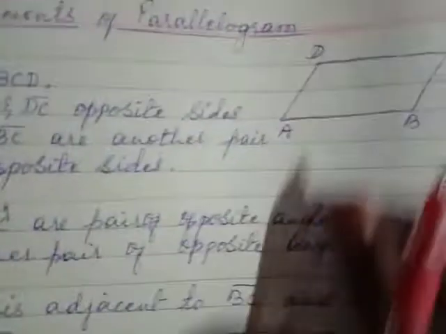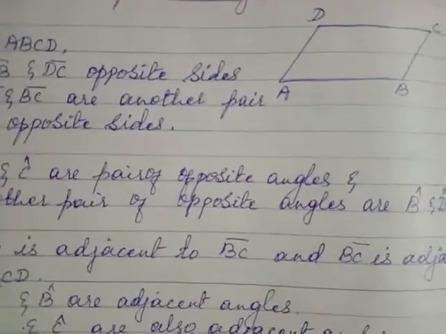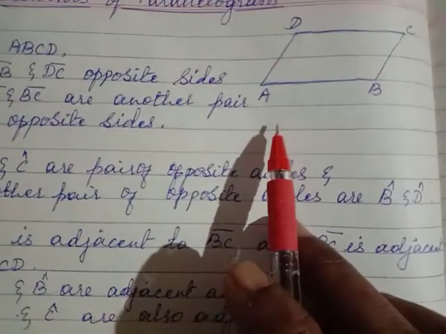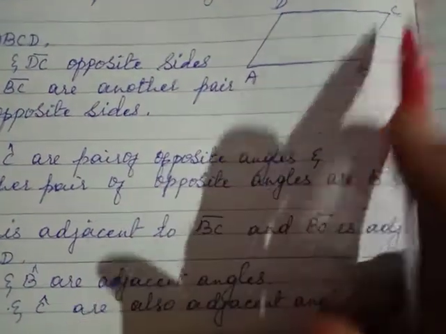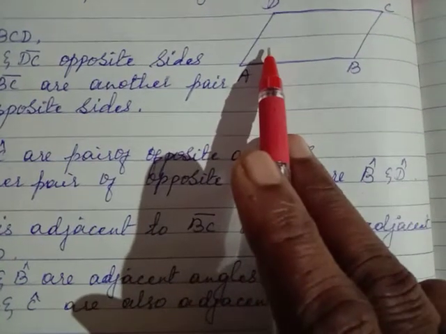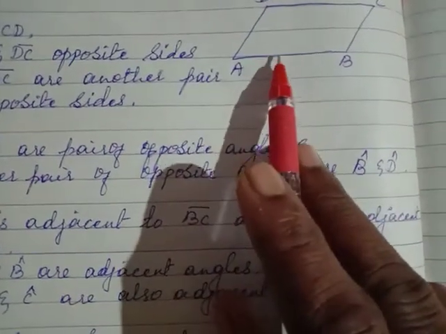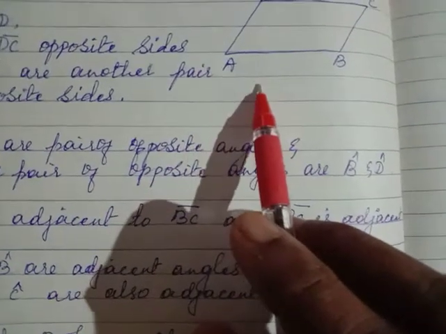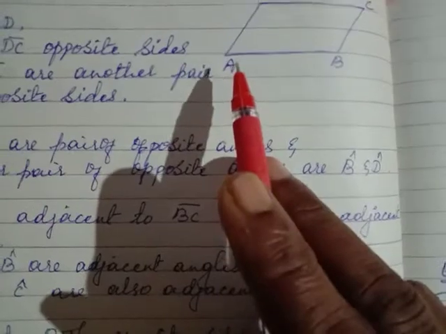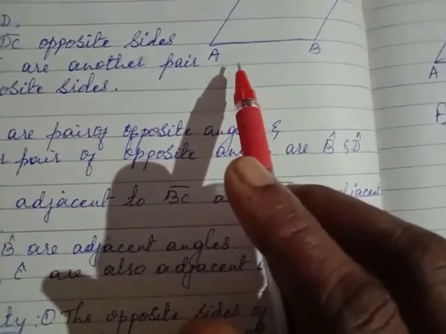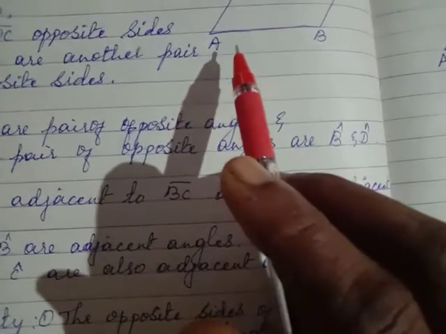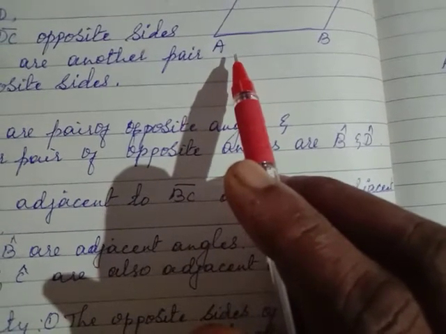Next, elements of parallelogram. What is the meaning of elements of parallelogram? Elements of what a parallelogram has. Like how many sides, that means opposite sides are equal, that is AB equal to CD. Elements also means how many vertices, how many angles, all those things. And then pairs of opposite angles.